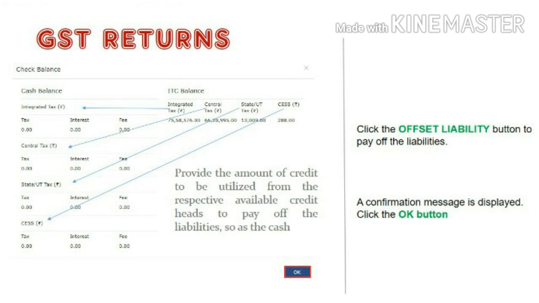Click the Offset Liability button to pay off the liabilities. A confirmation message is displayed. Now click the OK button. If cash balance in electronic cash ledger is less than the amount needed to offset the liabilities, click on the Create Challan button. If cash balance in electronic cash ledger is more than the amount required to offset the liabilities, click on the Make Payment or Post Credit to Ledger button.